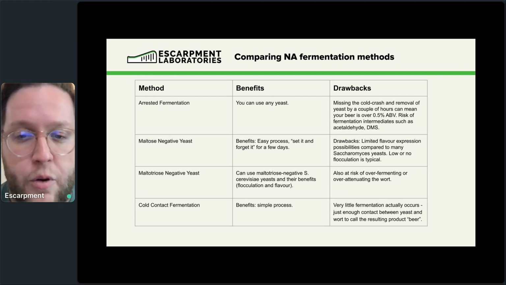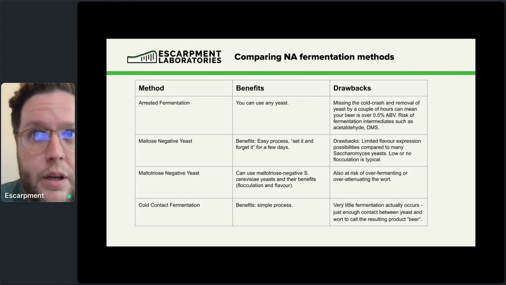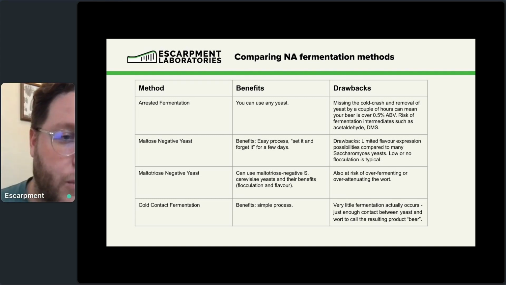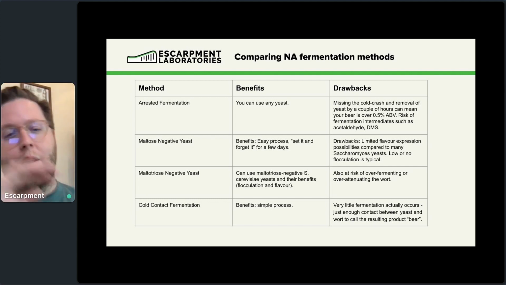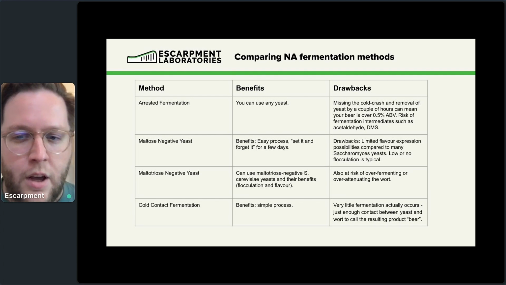But these yeasts are also at risk of over-fermenting or over-attenuating the wort, especially if the wort production is not tightly controlled. If you are getting variability in the wort fermentability from batch to batch, you might have one beer at 0.3% alcohol and another beer at 1.3, and now you've got a bit of a problem on your hands.